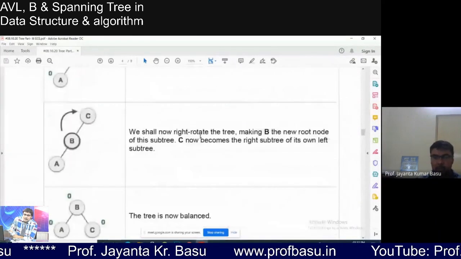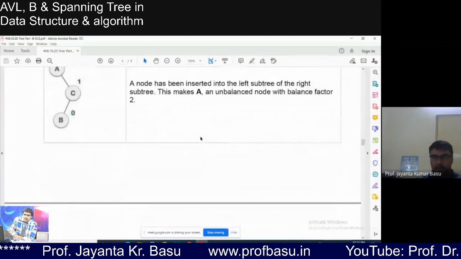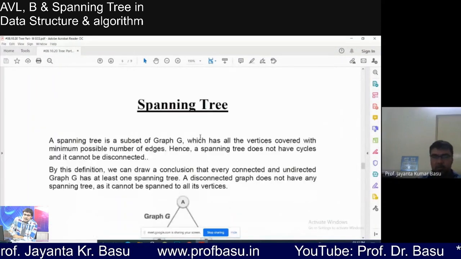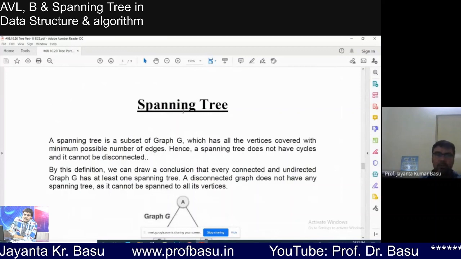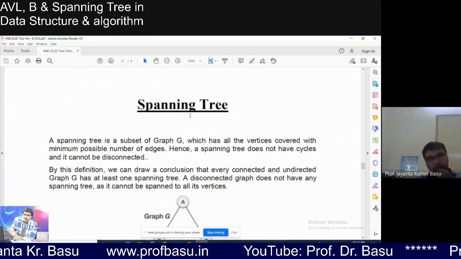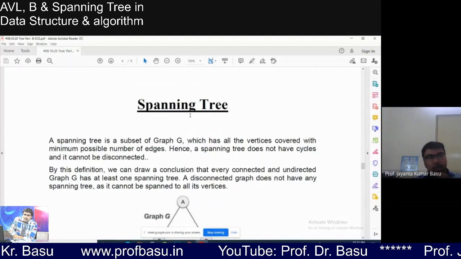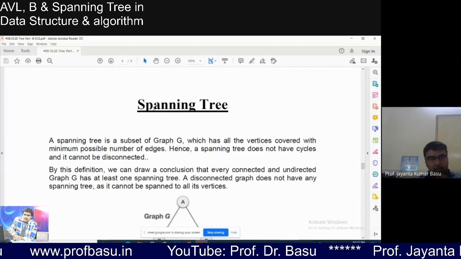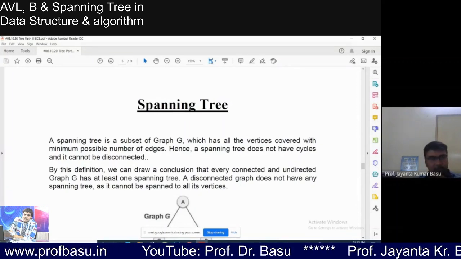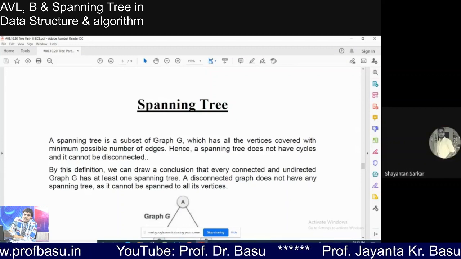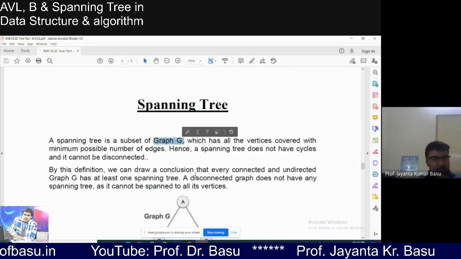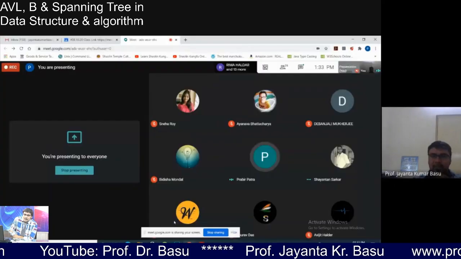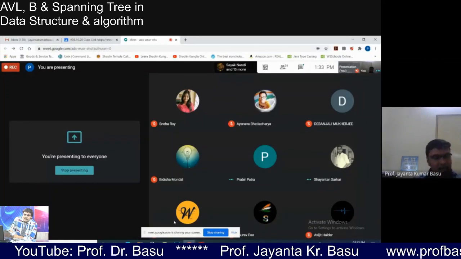Now another discussion I will conclude today's session with: the spanning tree. I think all of you have heard of the spanning tree, no? When you studied the graph in your mathematics. Have you heard of this type of tree, the spanning tree, in the graph? You have studied graph in mathematics, no? Yes or no?